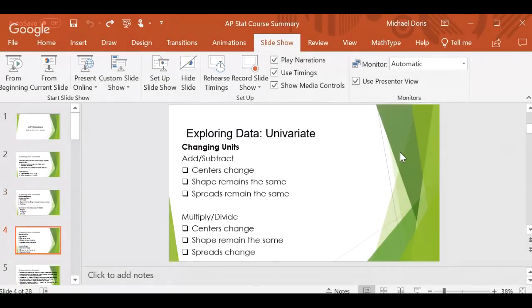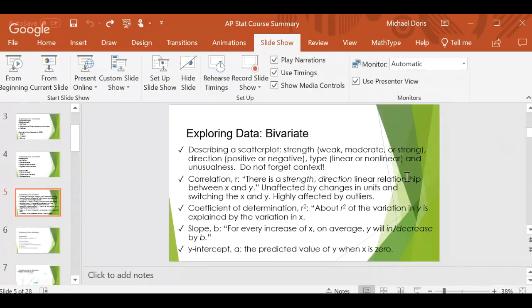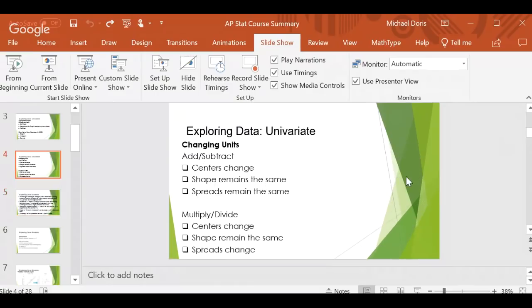So these are about the linear changes to like mean and standard deviation. So measures of center are affected by both of these, addition and multiplication, but measures of spread are only affected by multiplication. So remember that when you're looking at univariate data, you're using SOCs.